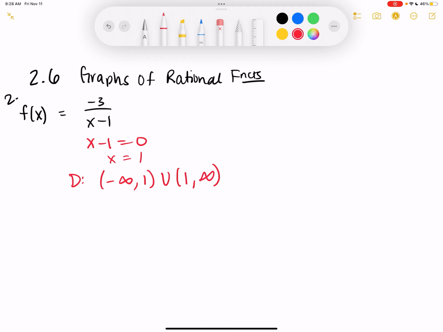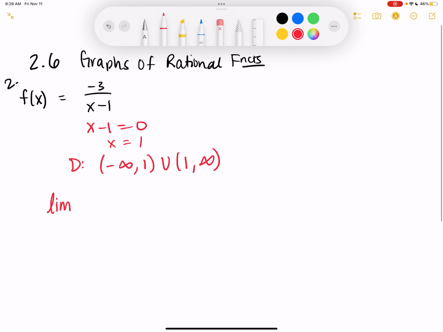So then the second part says, describe the behavior of f at the values of x not in its domain. So we're going to say what's happening as x gets close to this value on the left side and on the right side. So we're doing end behavior again, but it looks a little different. So the limit as x approaches 1, and we put a little negative sign up at the exponent, that means from the left, of f of x.